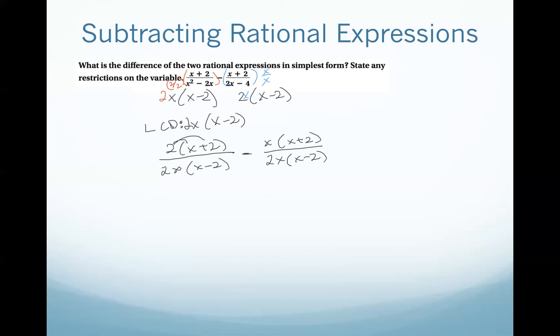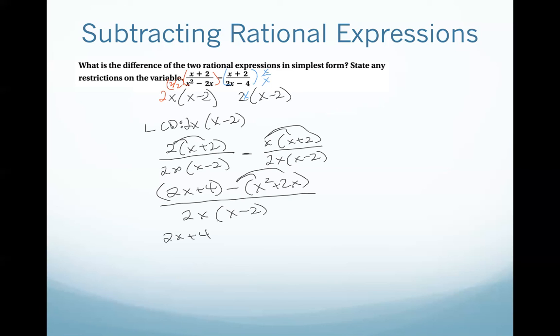I'm going to go ahead and distribute while I subtract. So that's (2x plus 4) in my first numerator minus (x squared plus 2x) in my second numerator, all divided by 2x times (x minus 2). Notice this time I do indeed have to distribute that negative. So we have 2x plus 4 minus x squared minus 2x all over 2x times (x minus 2). Simplifying like terms, the 2x minus 2x becomes 0. And I'm going to go ahead and write this in descending order. That's negative x squared plus 4 over 2x times (x minus 2).